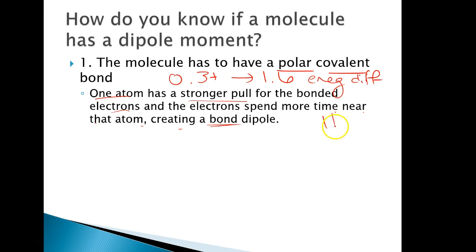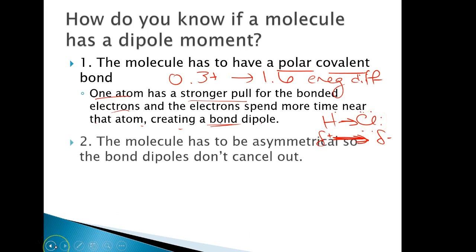So you have H and Cl. Okay, Cl is much stronger. It pulls the electrons to itself, negative, positive, meaning the electrons are being pulled this way. That glue is being pulled that way. That's what a bond dipole is.